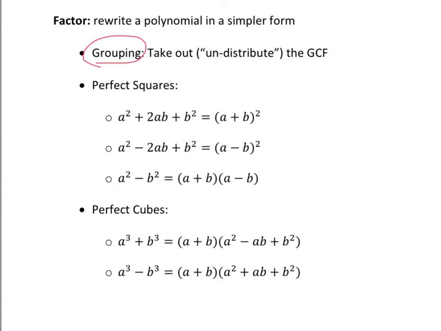Now, lastly, these perfect cubes are probably something that's a little bit new to you guys, a little bit more difficult to understand. If you want to factor a perfect cube, this has to be a perfect cube, and this has to be a perfect cube. So you've got a cubed plus b cubed. You could use this formula here: a plus b times the quantity of a squared minus ab plus b squared.